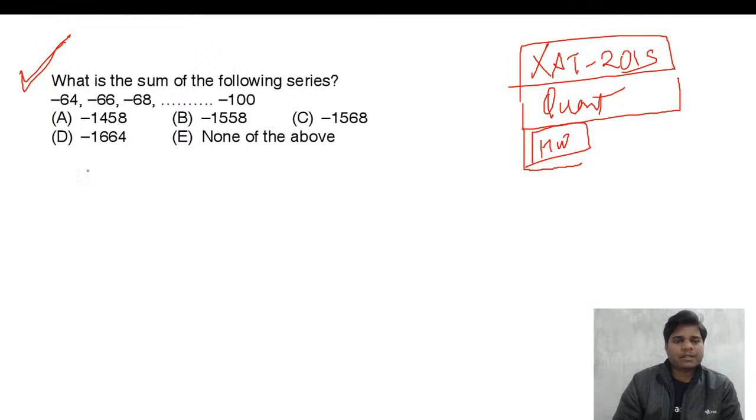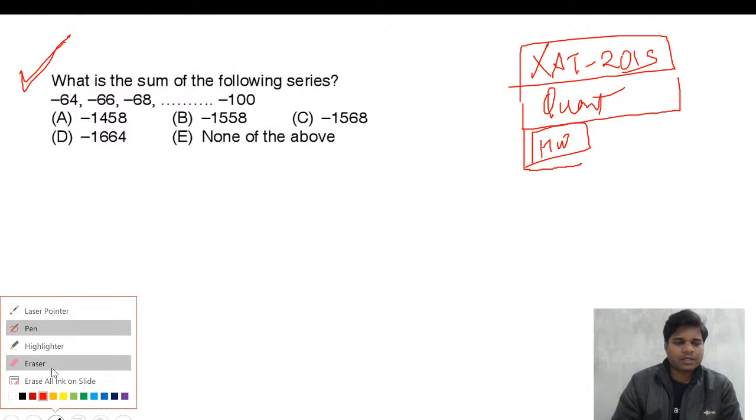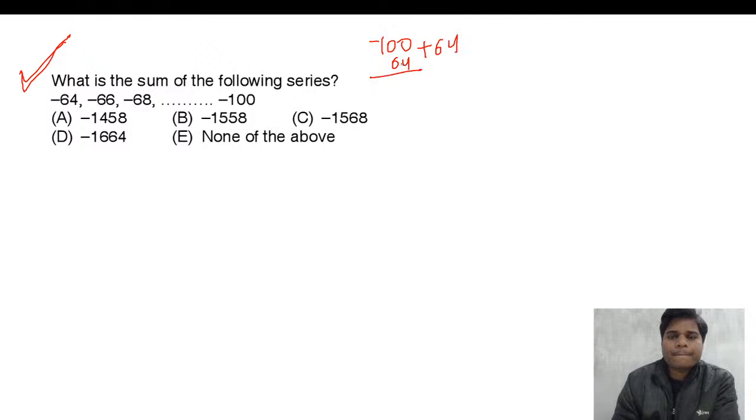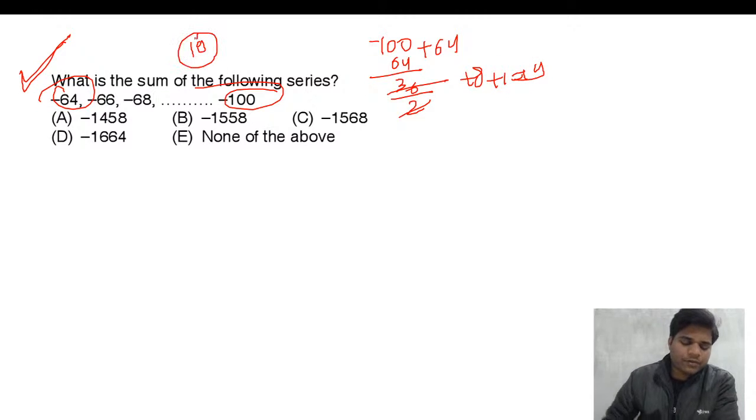I hope you have tried this question. So this will be considered an easier question. It's not difficult, very simple. Just find the AP of this series. First we need the number of terms. So how will we find the number of terms? 100 minus, so this becomes plus, so basically 64 and 36, and the difference is 2, so that is 18. Because we are including both these terms, 18 plus 1 is 19. So the number of terms is 19.